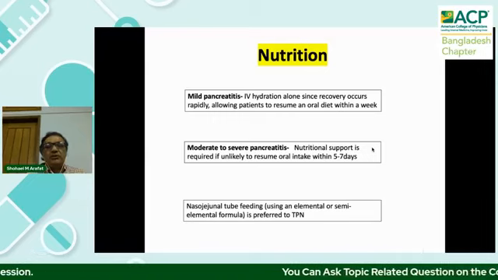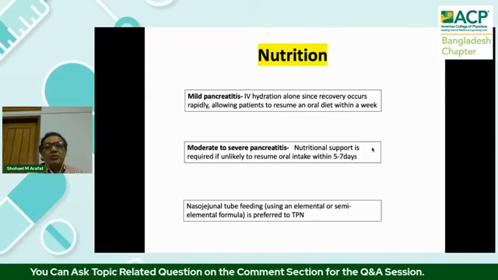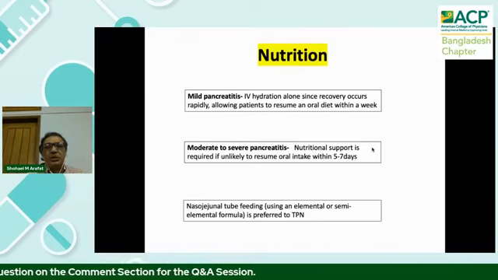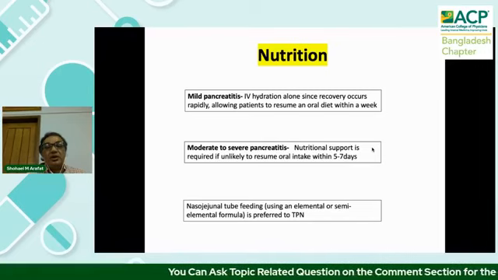But if there is moderate to severe pancreatitis or some other severe complication, sometimes it's not possible. The patient's condition is not improving. There's postprandial pain, there's abdominal distension, there's vomiting, something like that. In those cases, we might need to give some support in the form of enteral or parenteral nutrition.